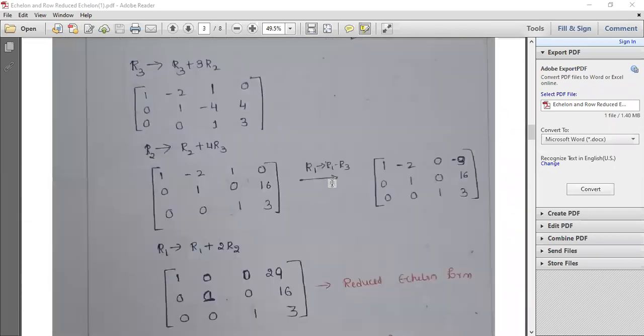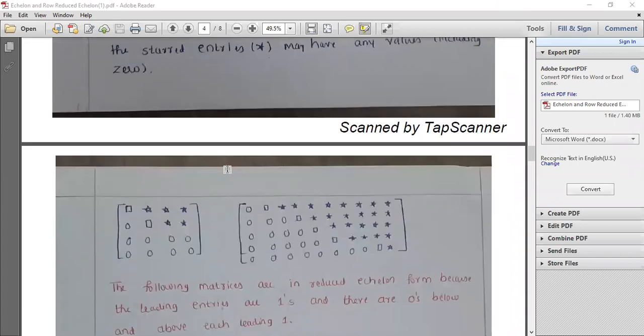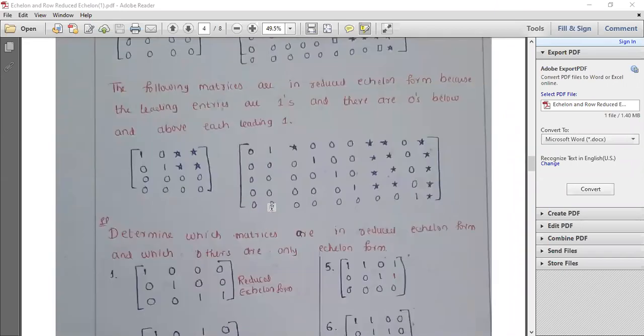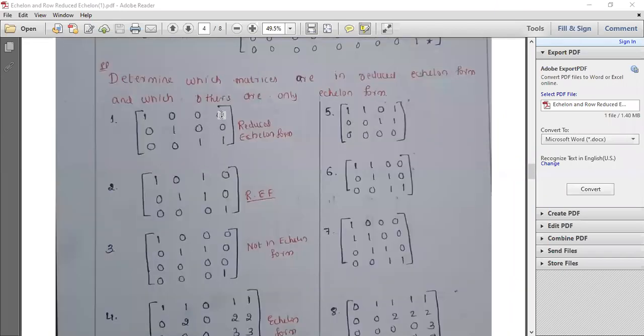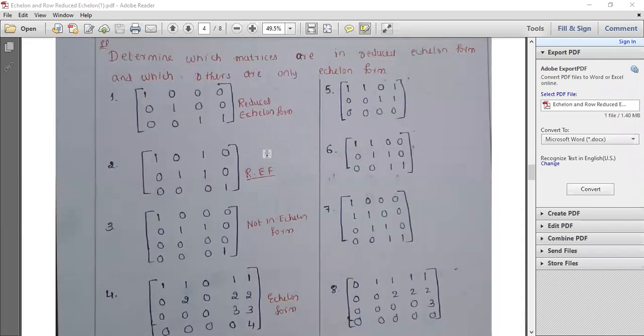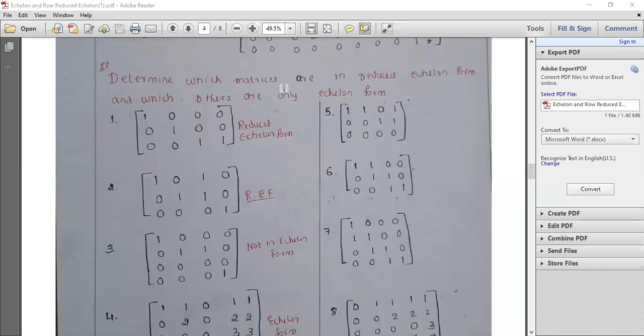Now, after this, I have given some problems to determine. You have to determine now. With the help of this, this one is already reduced, so no work is required. Now we have to identify whether they are in reduced or echelon form. Determine which matrices are in reduced echelon form and which others are only in echelon form.